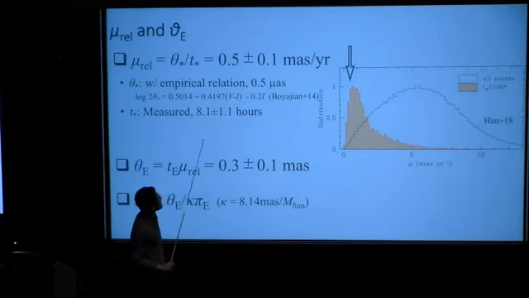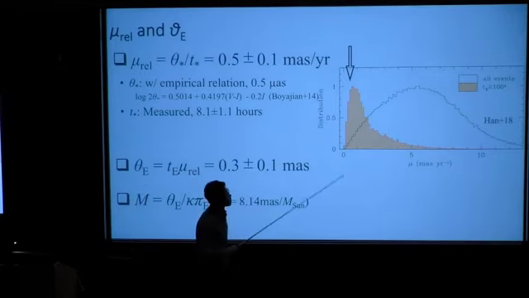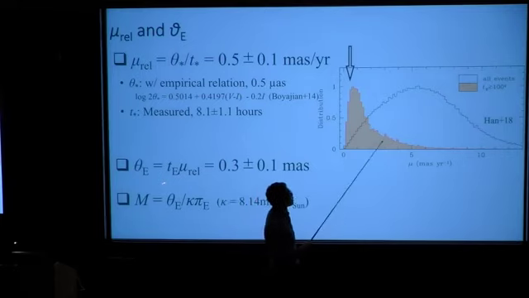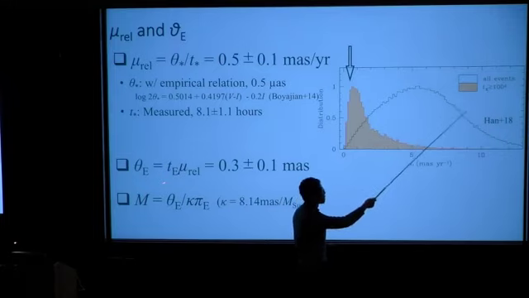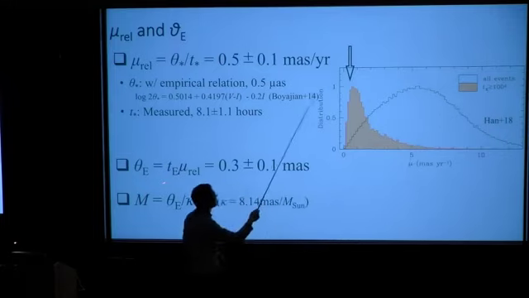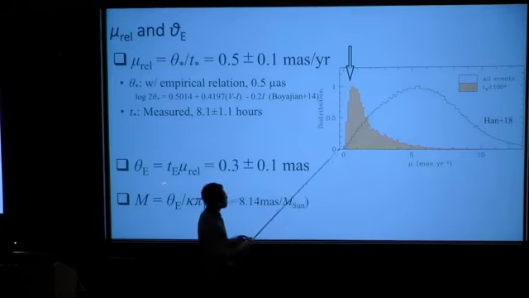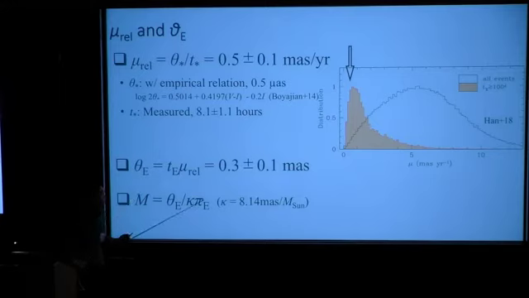But maybe this is typical for the long time scale event, because here this orange histogram is showing the expected mu rel distribution from Han et al. for the microlensing event with tE longer than 100 days. So here 0.5 milliarcsecond per year is around here. So it's maybe a typical value. And then we can get the theta Einstein radius as 0.3 milliarcsecond. It's maybe a little bit small, but it's typical.